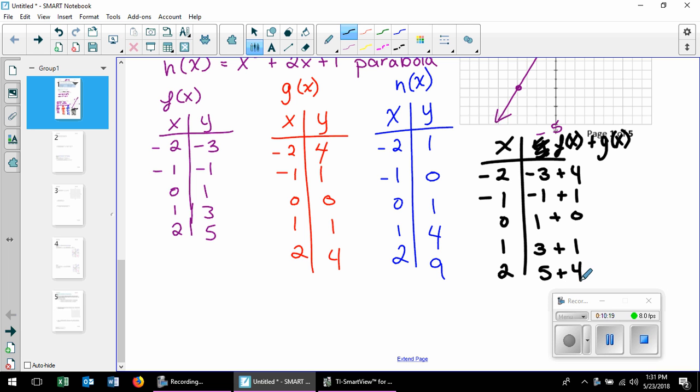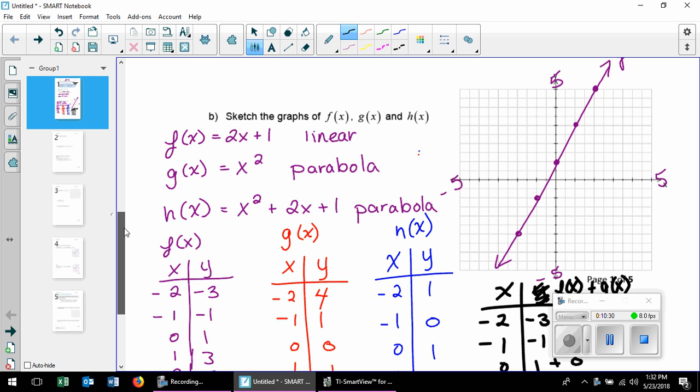Now, if f of x and g of x were subtracted, guess what you would do here? You would subtract. Okay, let's graph our parabola. 0, 0, 1, 1, negative 1, negative 1, 2 and 4.